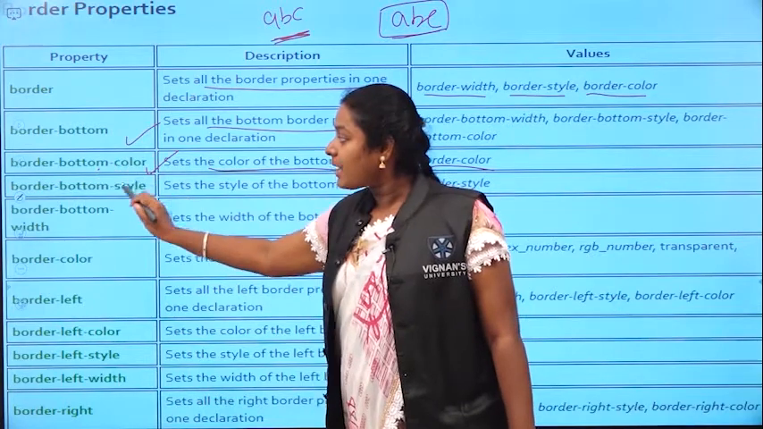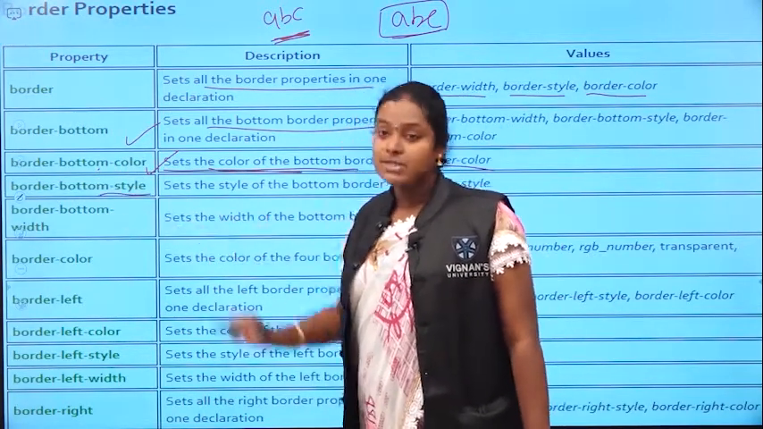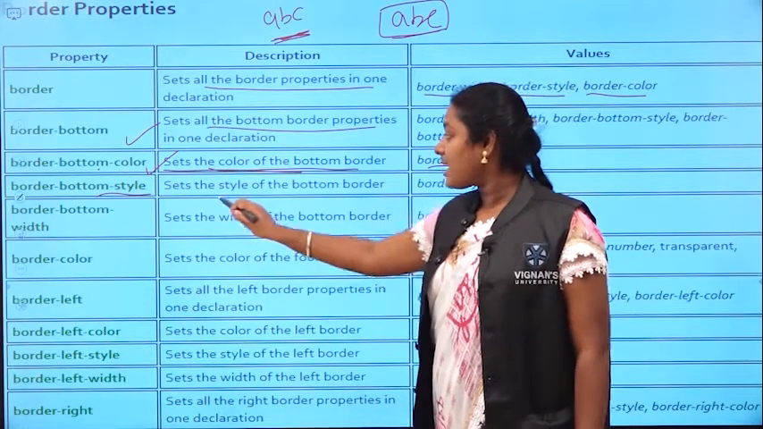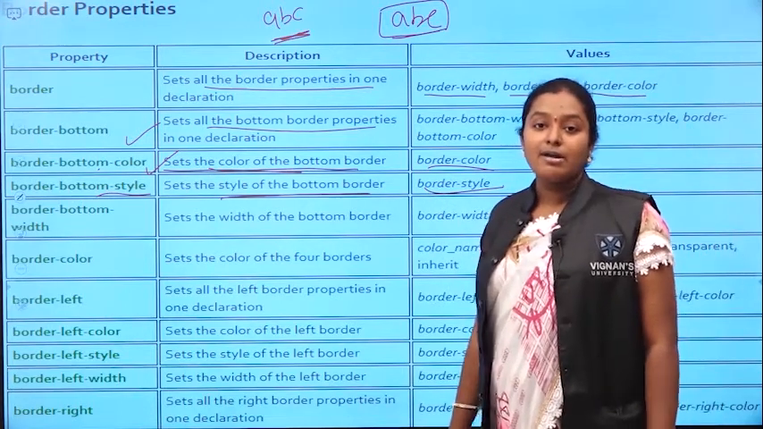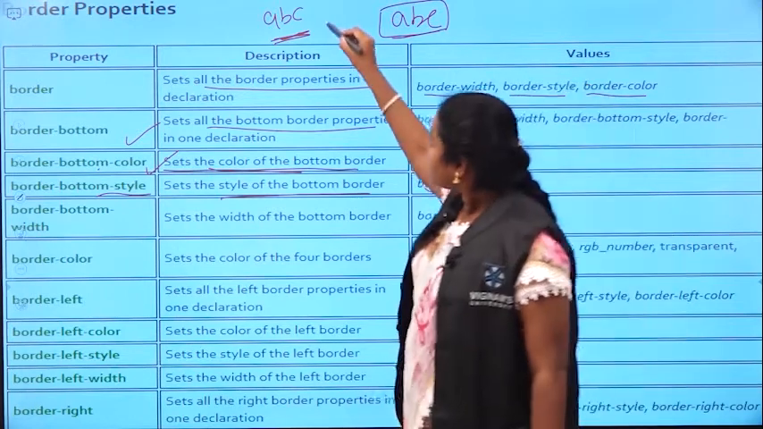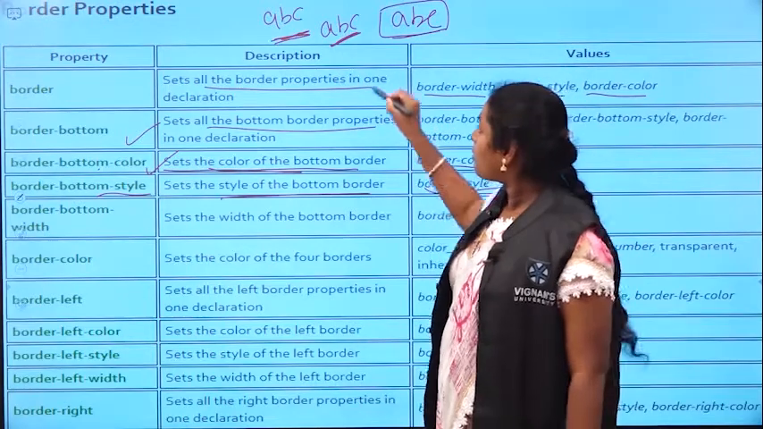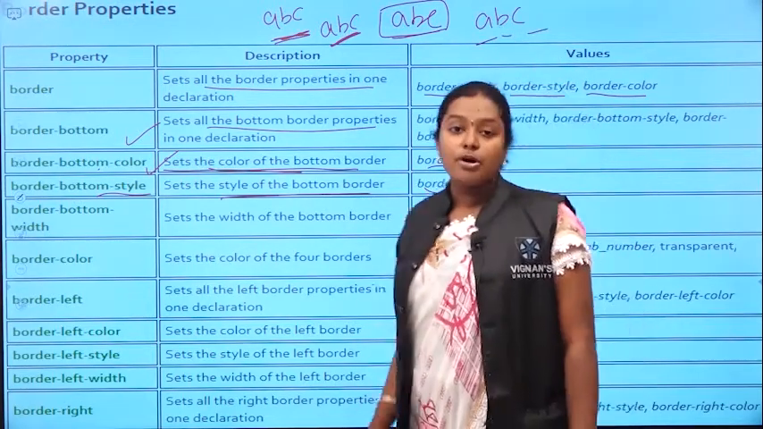Border-bottom-color has been covered, and the next one is border-bottom-style. You are also able to apply different styles to your border. The style of the border may be solid or stripes. This is called a solid line, or you can give a dash. Like that, you can give a border-bottom-style.